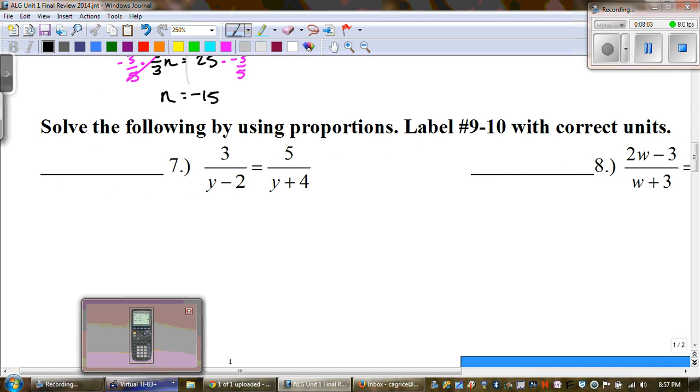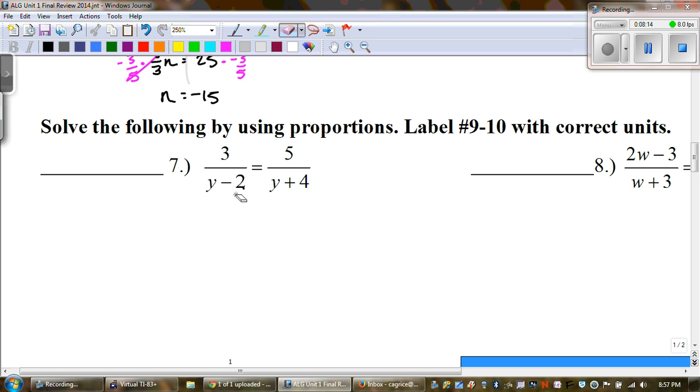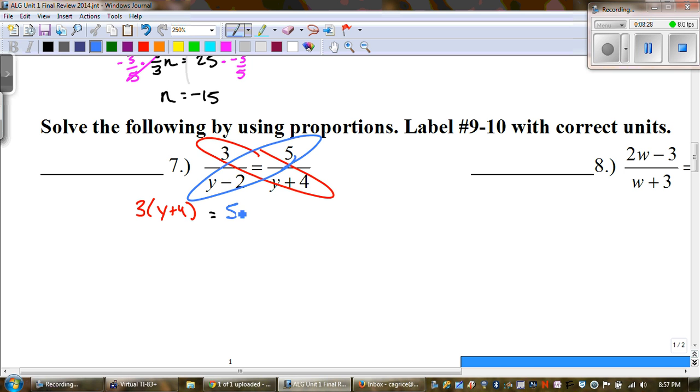This says to solve the following by using proportions. Label 9 through 10 with correct units. Okay, so what we need to remember is we have to cross multiply. So we have 3 times y plus 4 equaling 5 times y minus 2. Okay, so we distribute, we get 3y plus 12 equals 5y minus 10 because we had to distribute and multiply right there.